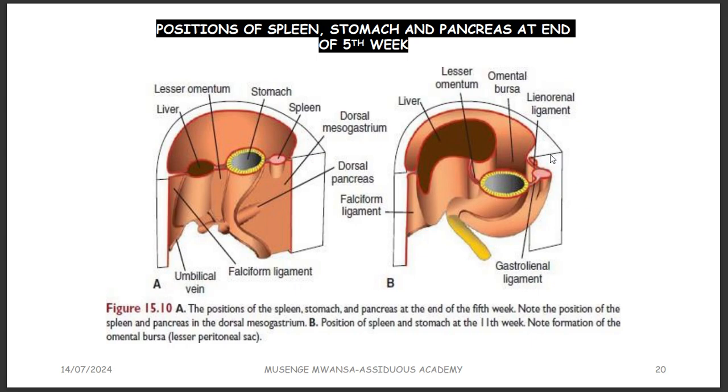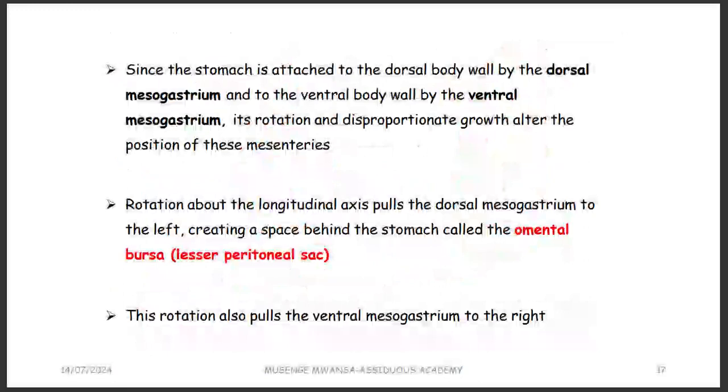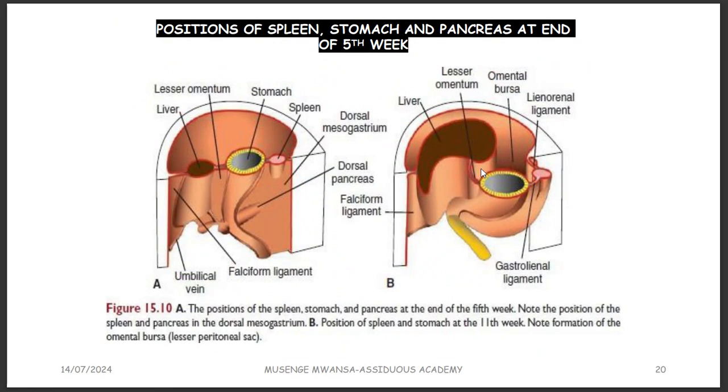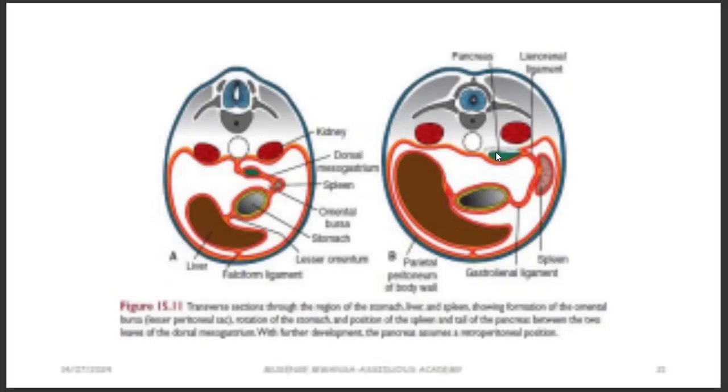And then you have got this one, the lienorenal ligament. It's connecting the stomach to the posterior abdominal wall. And then you have got this space here. This space here is known as the omental bursa. So what was the omental bursa, as we said? Because of rotation, the dorsal mesogastrium is pushed to the left, creating a space. Okay, you can see there a space behind. That's the omental bursa.